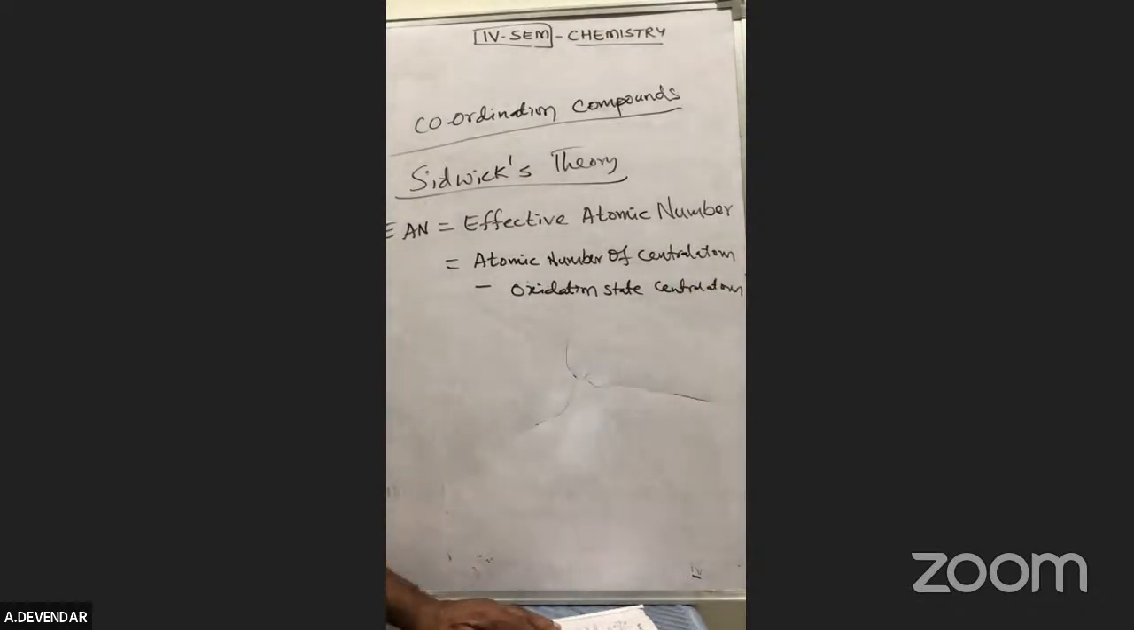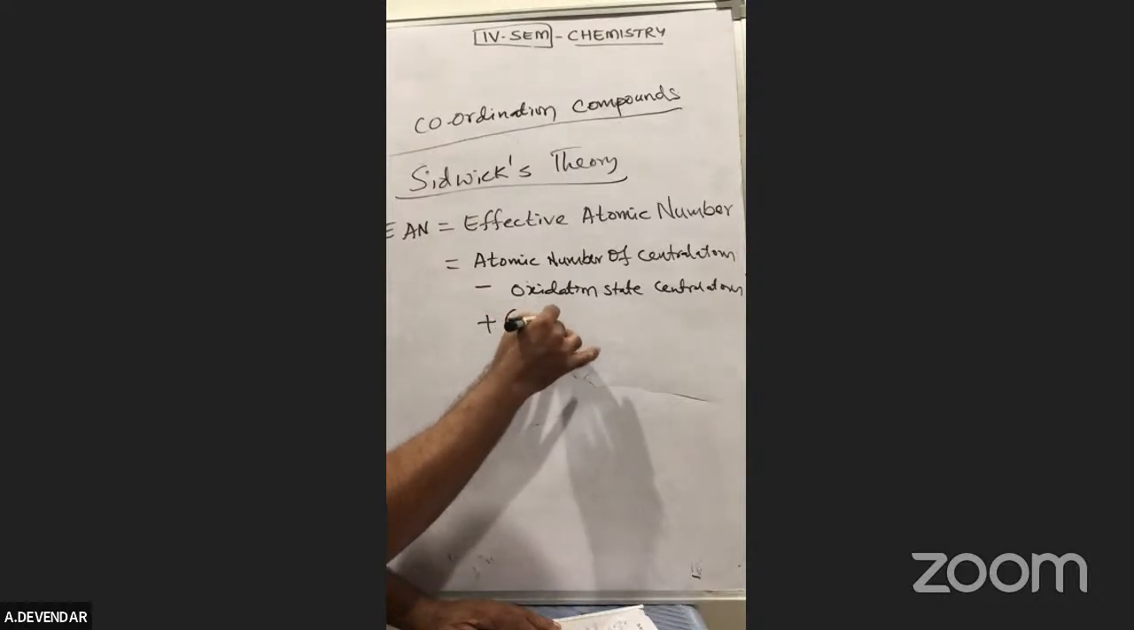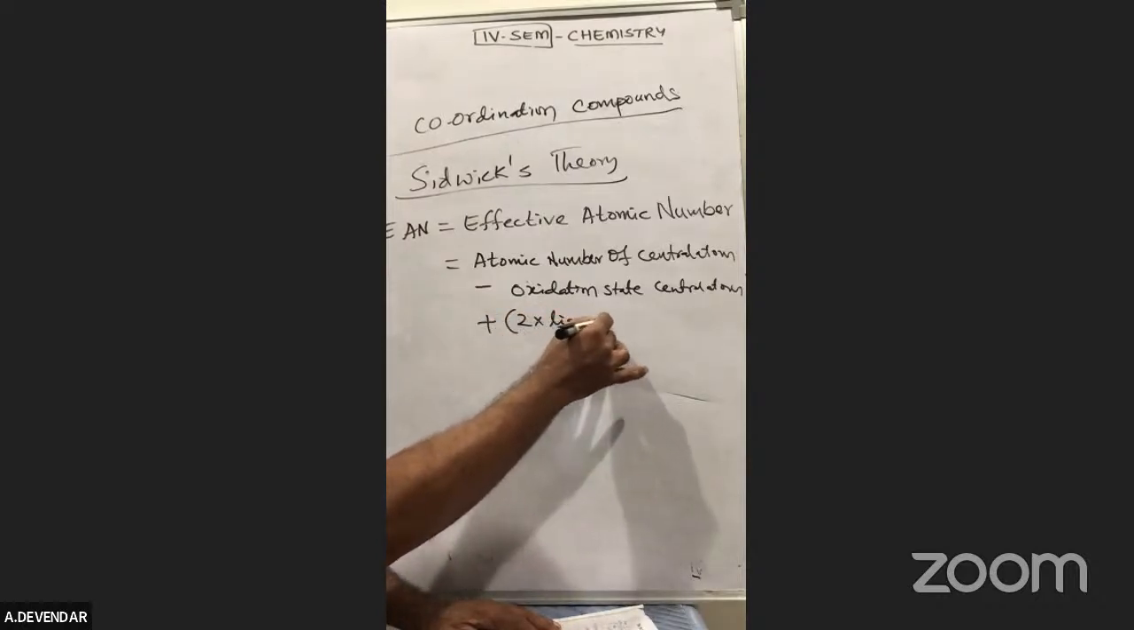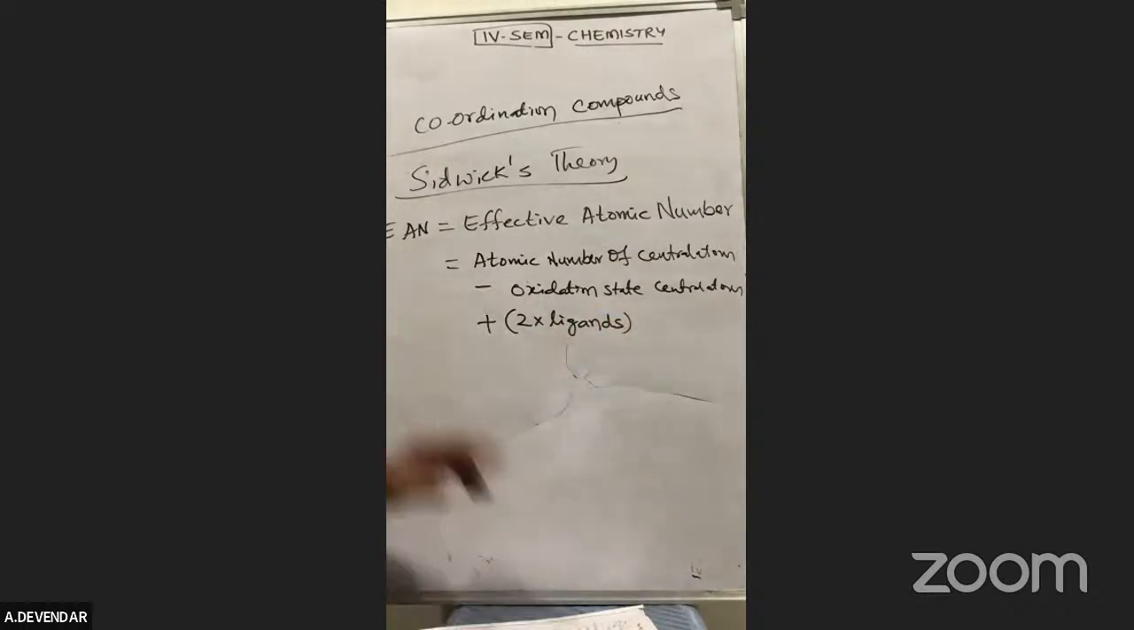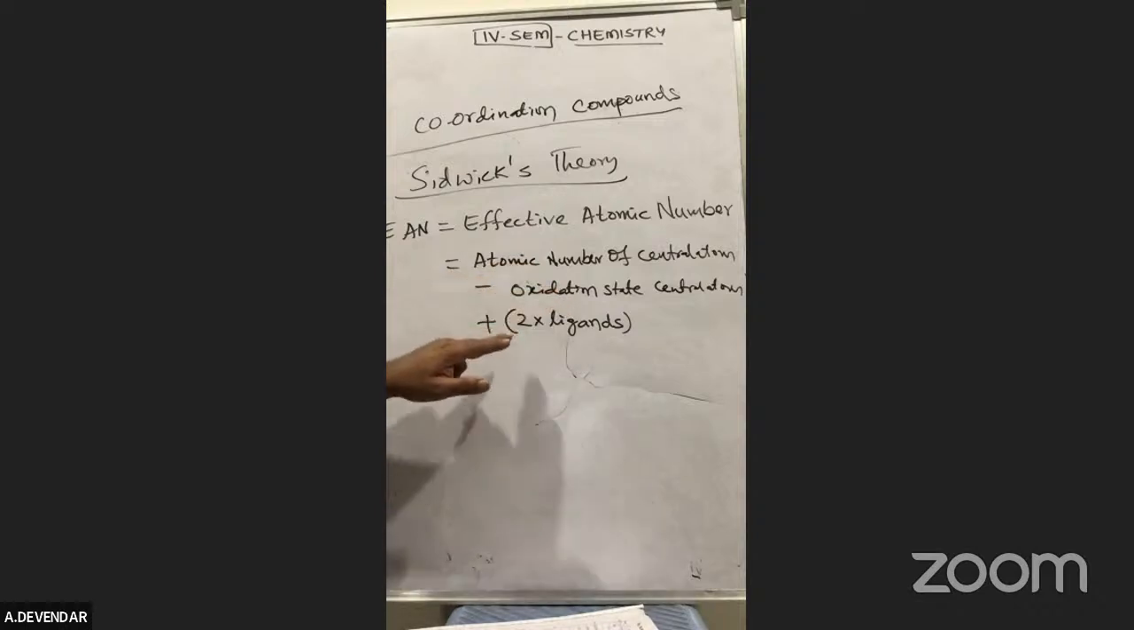Then you add 2 into the number of ligands. By this formula, you can calculate the effective atomic number. This formula is not given clearly in your textbook. Effective atomic number means atomic number of central atom minus oxidation state of central atom plus 2 into the number of ligands.